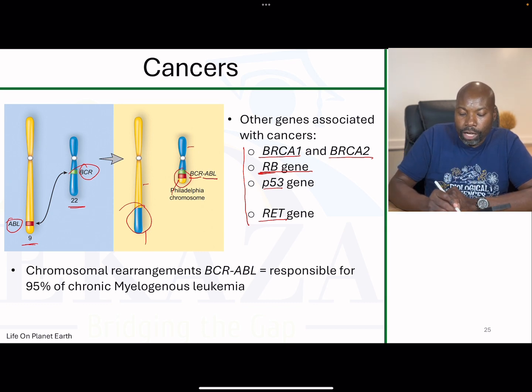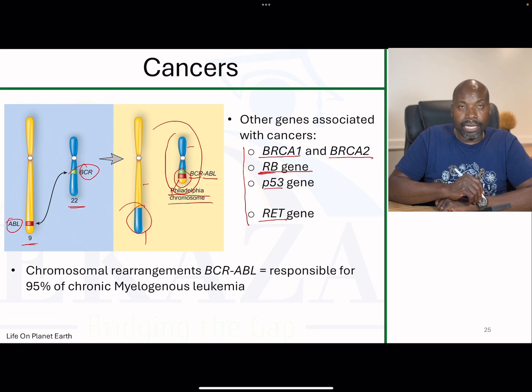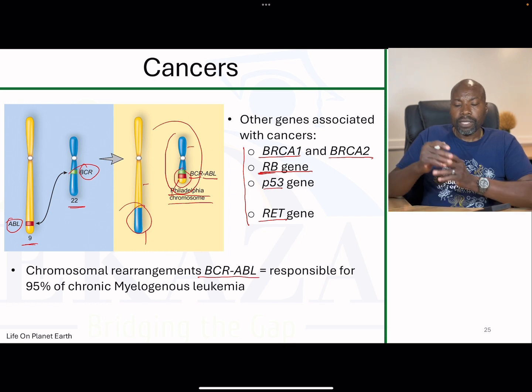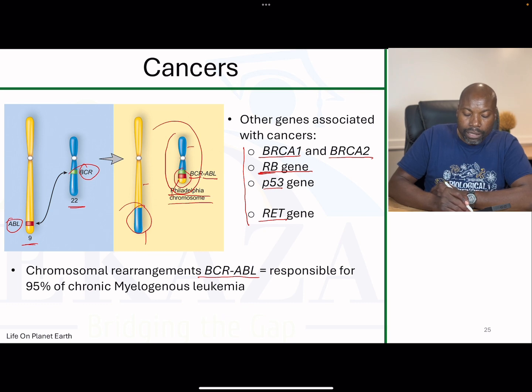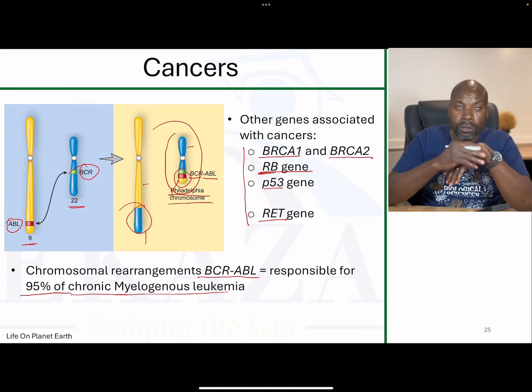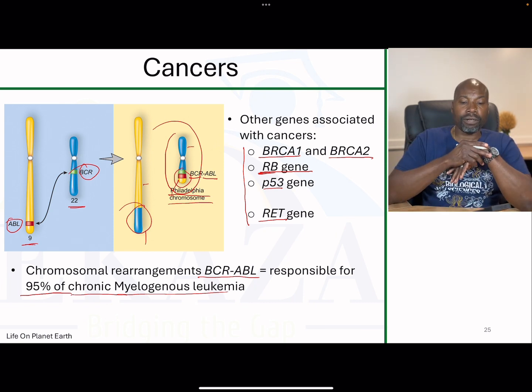And this is the case of what we call the Philadelphia chromosome, when chromosome 22 is modified with a translocation, and that BCR-ABL translocation is responsible for 95% of chronic myelogenous leukemia. It's a form of blood cancer, right?